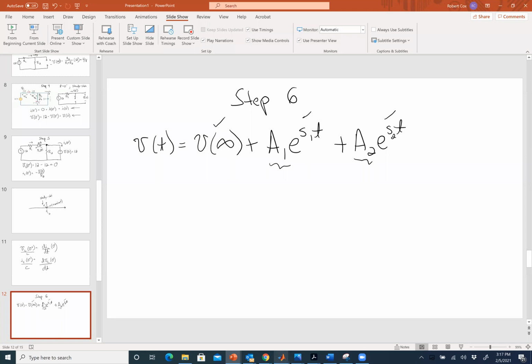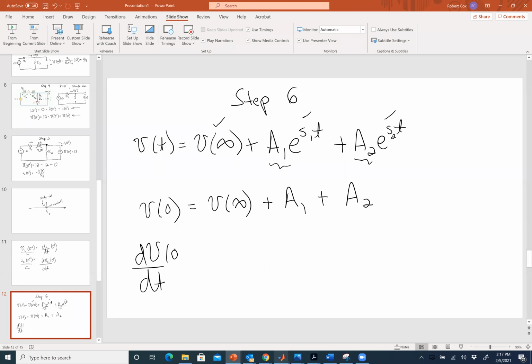All right, so what we do is we say, okay, V of 0 is equal to V of infinity plus the exponentials. If I plug in t equal to 0 into both of those exponentials, what does that become? 1. Right, so both become ones, so it's just A1 plus A2. Yeah. And then we use dV by dt of 0 plus, right? That's going to become, if I go through the math, S1 A1 plus S2 A2.